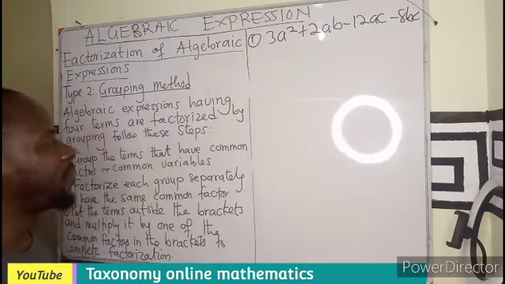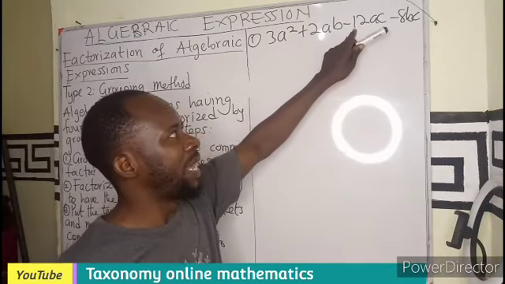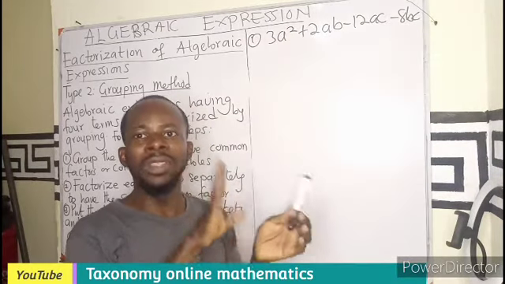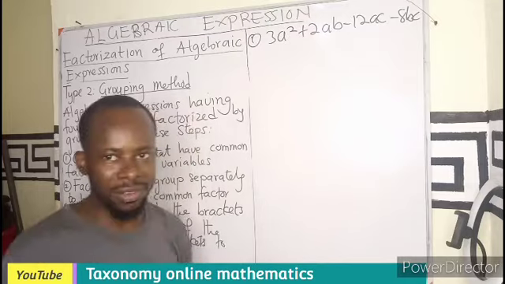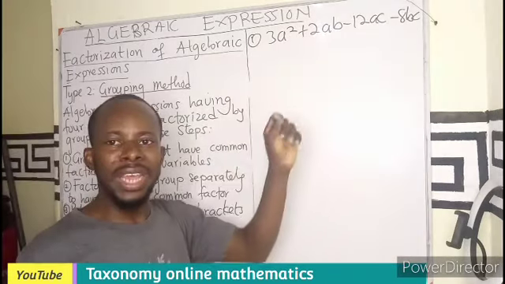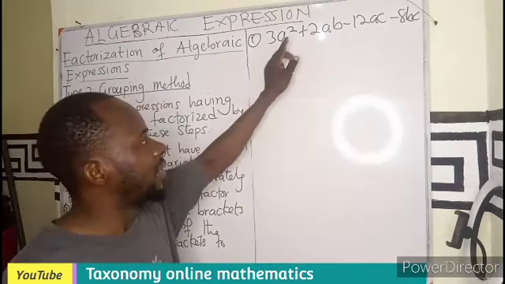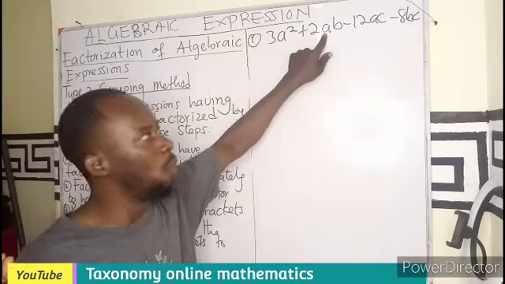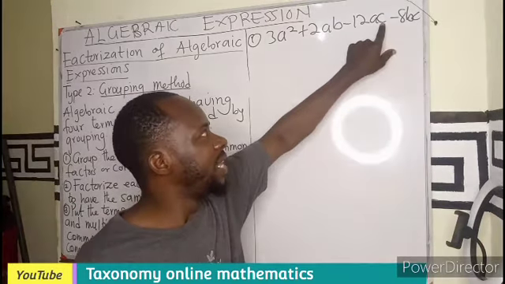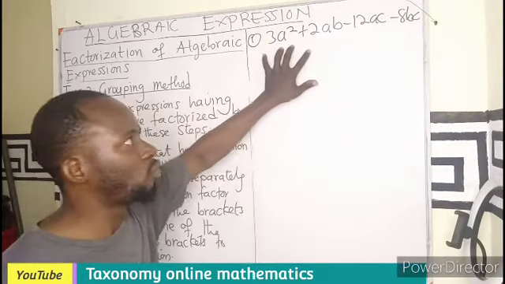So we have 3a squared plus 2ab minus 12ac minus 8bc. These are 4 terms which we are asked to factorize. So we are going to look at the first 2. Do we have any common factor that we can group together? So a is here, a is here. So I'm good to go. Looking at the second bracket, do I have any common factor? C is here, C is here. So I can group the last 2, the first 2.